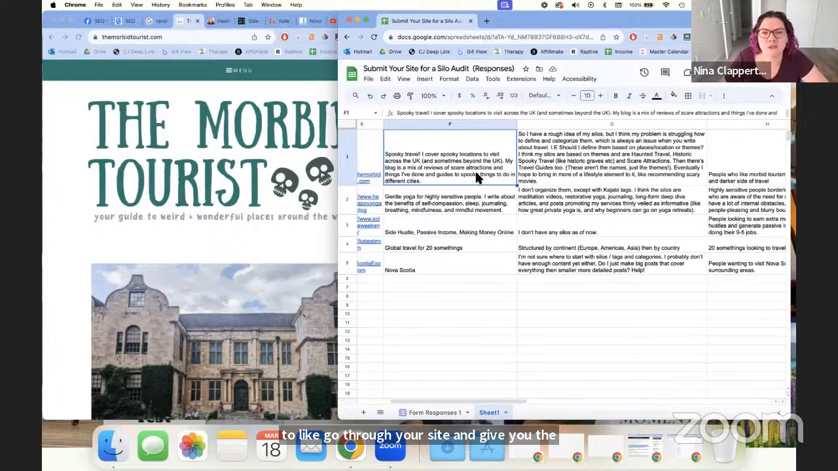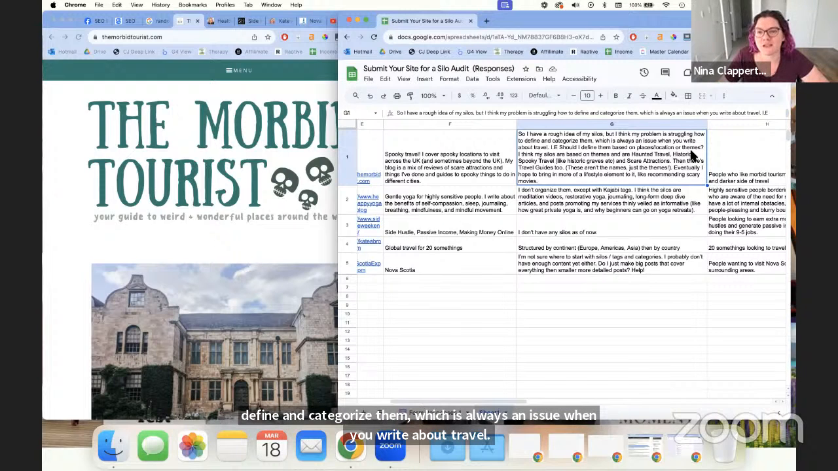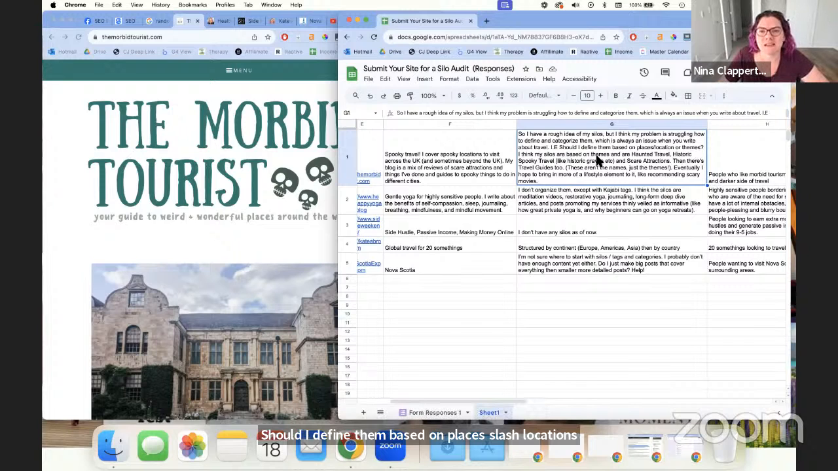Okay, so back to the Morbid Tourist. So then the silos. So I have a rough idea of my silos, but I think my problem is I'm struggling how to define and categorize them, which is always an issue when you write about travel. I.e., should I define them based on places/locations or themes? I think my silos are based on themes and are haunted travel, historical spooky travel, like historical graves, etc., and scare attractions, which I think they mean scary, but I'm not sure. Then there's travel guides too. These aren't the names, just the themes.